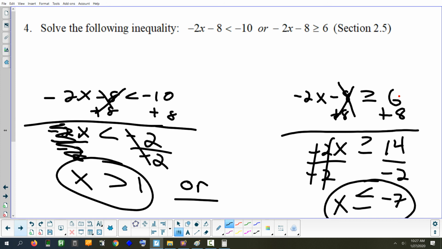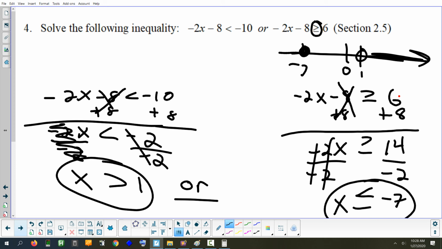So if I said to you, I want you to pick a number in your head that fits this condition, you could either pick a number that's bigger than 1. So you can think of anything you want that's bigger than 1. That would be numbers on a number line going this way. Or you could pick a number that's less than or equal to negative 7. Notice on that one, I shaded it in because it had the equal to under it.